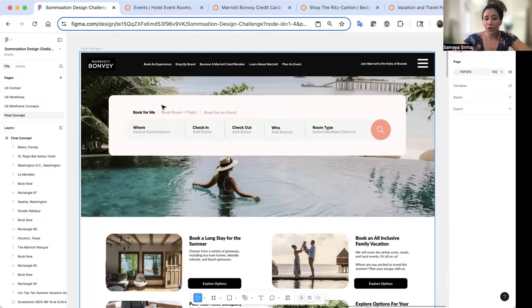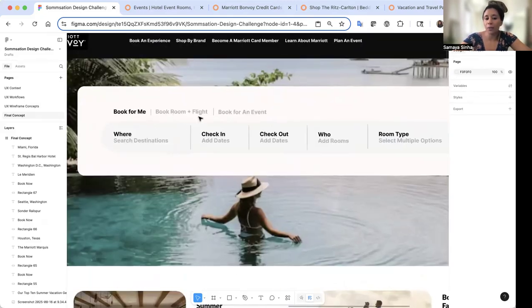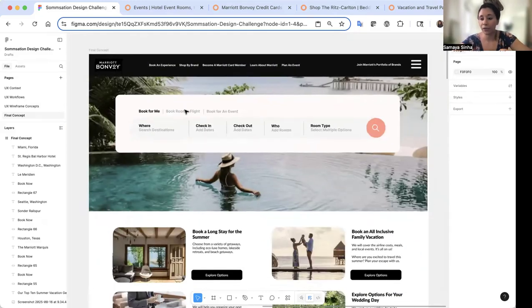I also surfaced a lot more elements here in the booking section. So you can either book for me, in which case you can book where you're going, your check-in and check-out dates, how many rooms you want, and what type of room you want. Or I wanted to surface some of those all-inclusive deals or the group deals. So book a room and flight. If you click into book a room and flight, then you can also select flight information and your from destination and to destination, and this will change to reflect the book a room and flight.